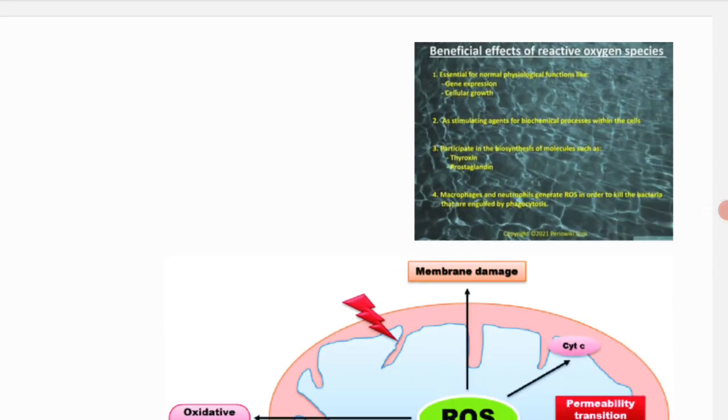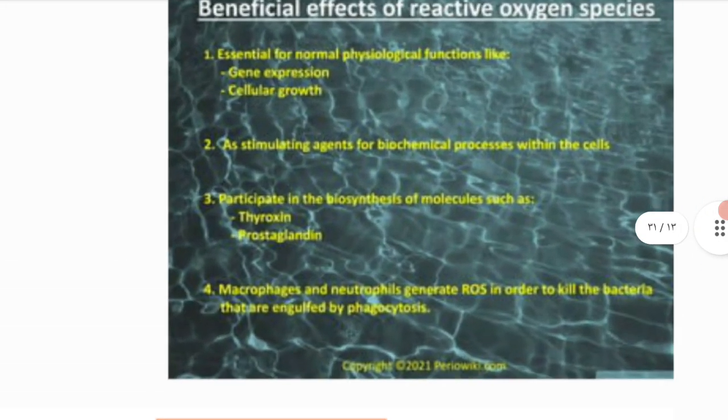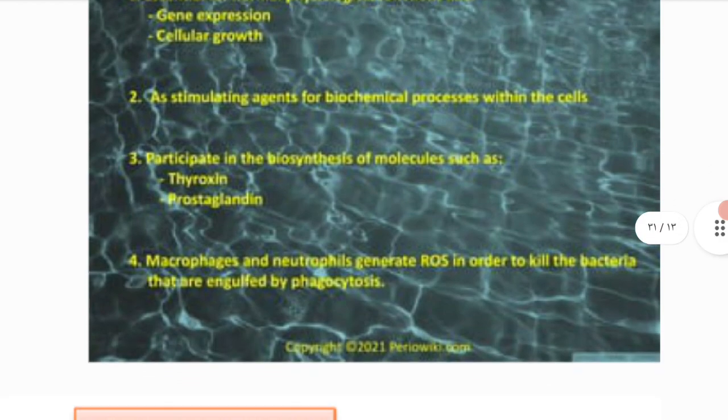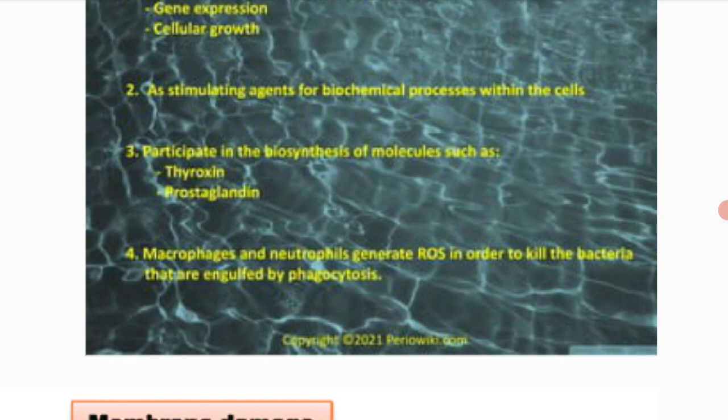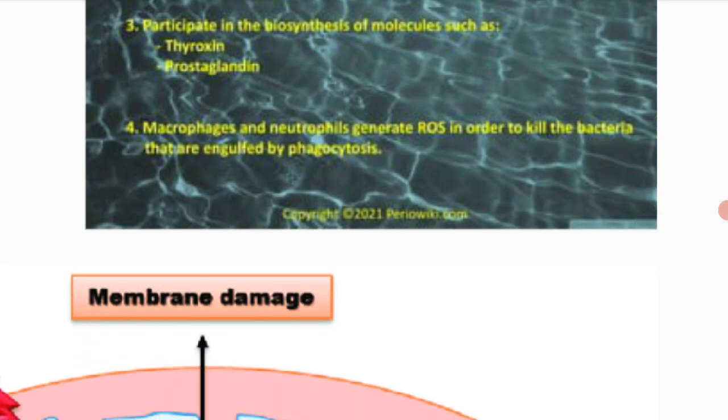Beneficial effects of ROS. Essential for normal physiological functions like gene expression and cellular growth. Also stimulating agents for biochemical processes within the cells, participating in the biosynthesis of molecules such as thyroxine and prostaglandin. Macrophages and neutrophils generate them in order to kill the bacteria that are engulfed by phagocytosis.